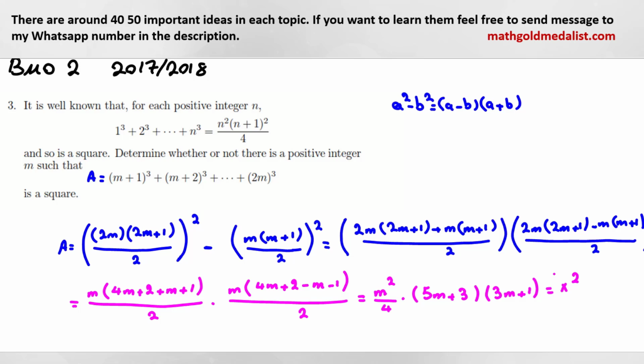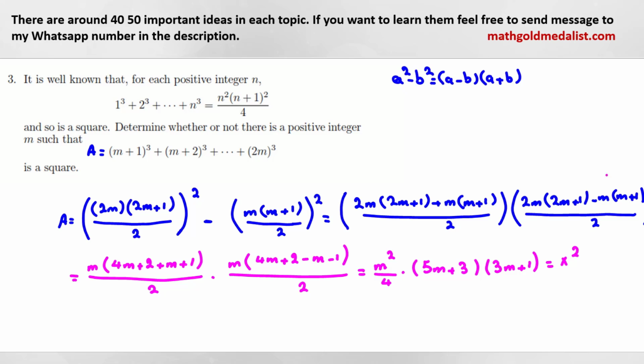It can be both odd and even, because if it is even, this one is a multiple of 4. If it is odd, this one is even, this one is even, right? So, could you agree we can move the m squared over 4 to the right? Exactly, we can say 5m plus 3 times 3m plus 1 is equal to 2x over m, whole squared, right?